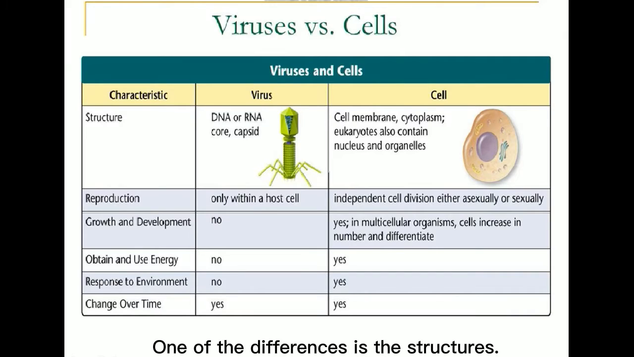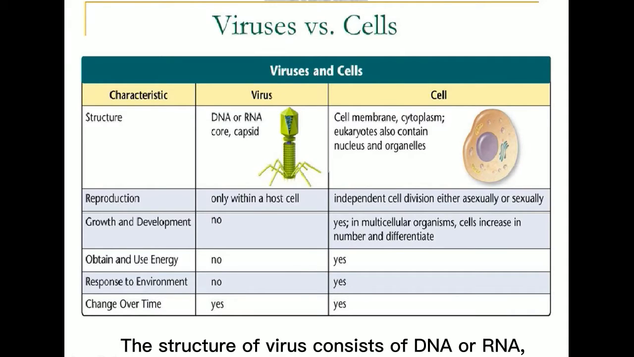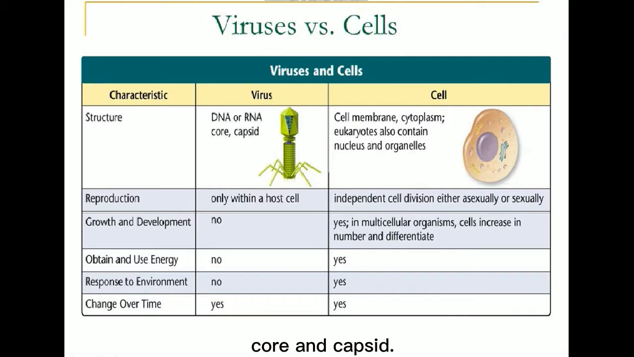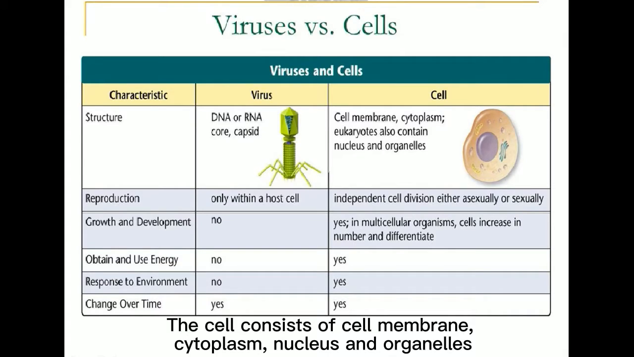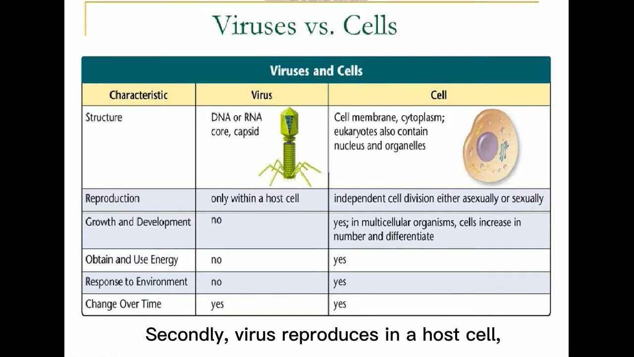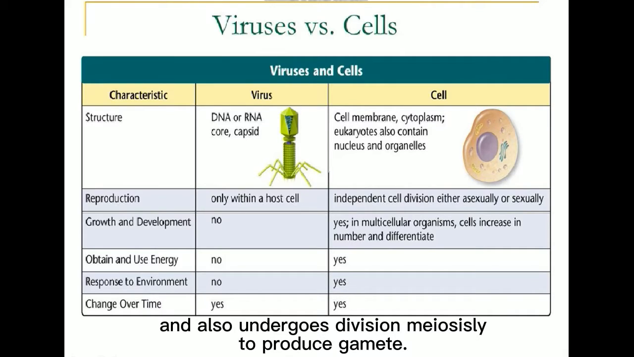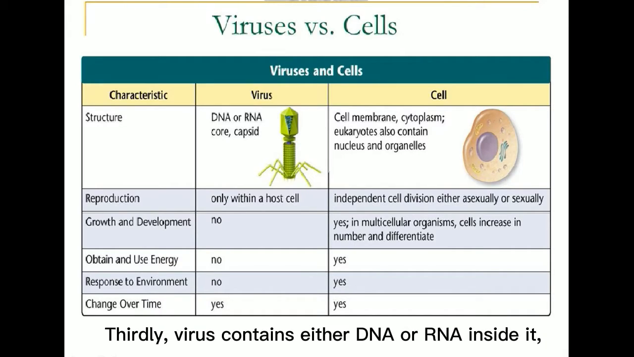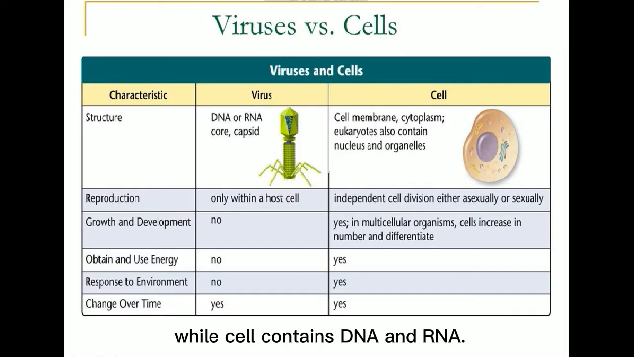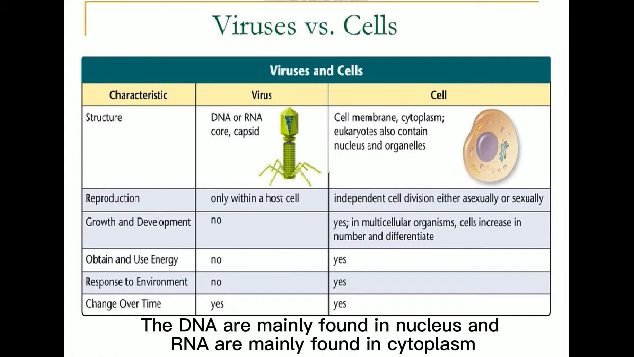One of the differences is the structure. The structure of virus consists of DNA or RNA, core and capsid. The cell consists of cell membrane, cytoplasm, nucleus and organelles. Secondly, virus reproduces in the host cell, but cell undergoes division by mitosis to produce somatic cells and also undergoes meiosis to produce gametes. Thirdly, virus contains either DNA or RNA inside it, but cell contains DNA and RNA. The DNA is mainly found in the nucleus and RNA mainly found in the cytoplasm.